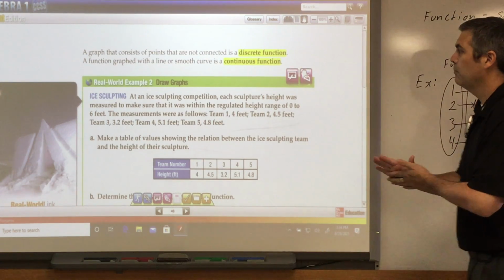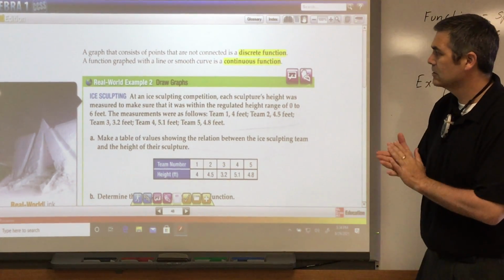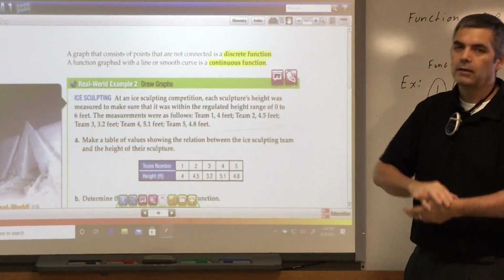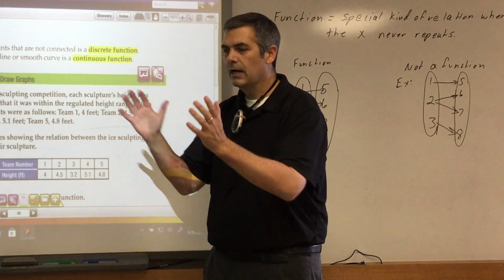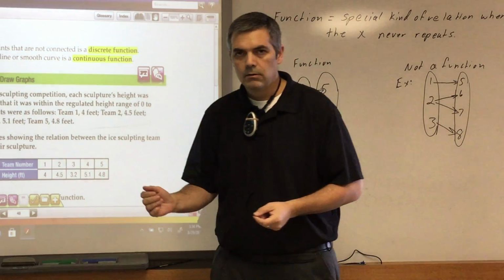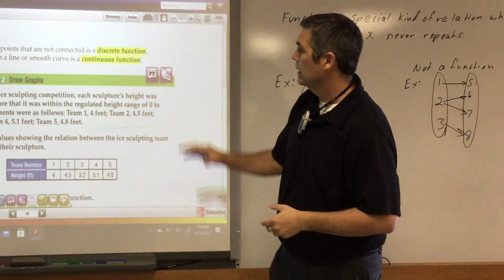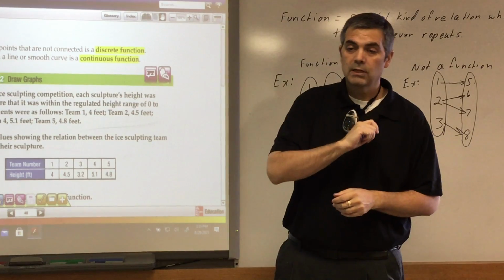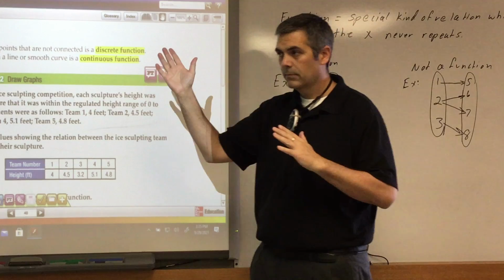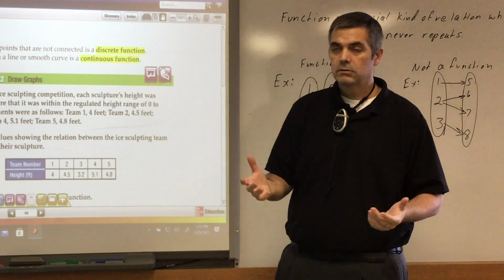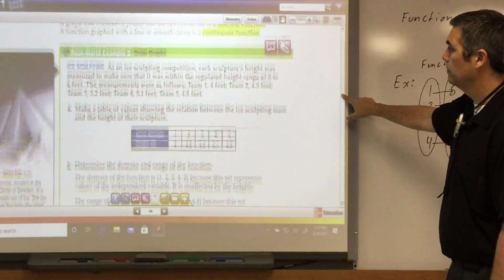A graph that consists of points that are not connected is a discrete function. A function graph with a line or smooth curve is a continuous function. All right, a discrete function is where you don't connect them. You've got a graph and you're not connecting them. There's no correlation between them. They're just dots on the graph. A continuous function is when you're actually connecting them through and you have a straight line, smooth line, some type of correlation there. That's what you're looking for.